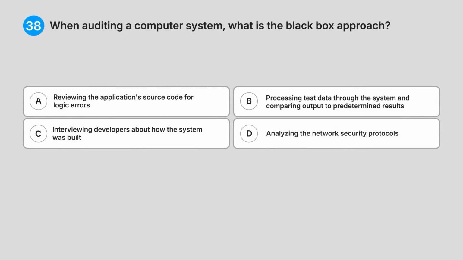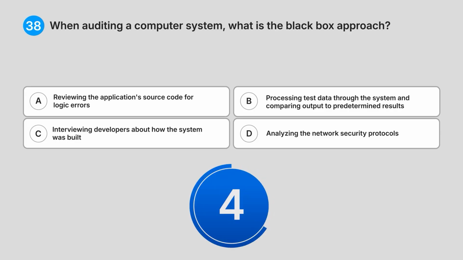38. When auditing a computer system, what is the black box approach? A. Reviewing the application's source code for logic errors. B. Processing test data through the system and comparing output to predetermined results. C. Interviewing developers about how the system was built. D. Analyzing the network security protocols. Do you know the answer?